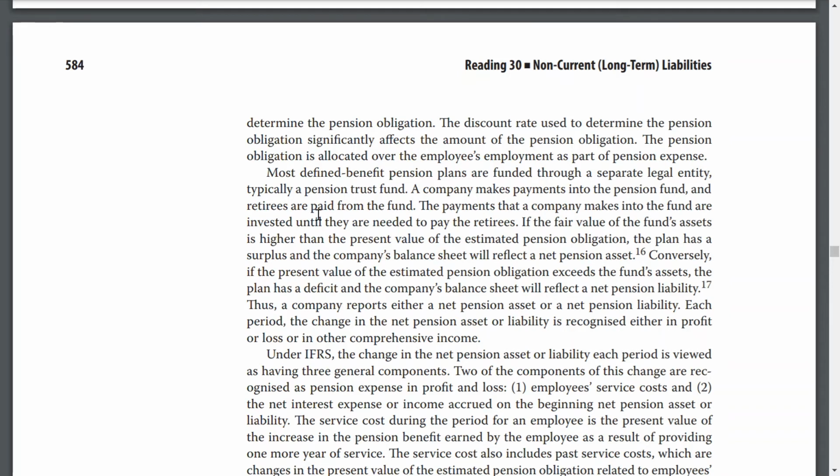Each period, the change in a net pension asset or liability is recognized either in profit or loss or in other comprehensive income. Under IFRS, the change in a net pension asset or liability each period is viewed as having three general components. Two of the components of this change are recognized as pension expense in profit and loss: employees' service costs and the net interest expense or income accrued.